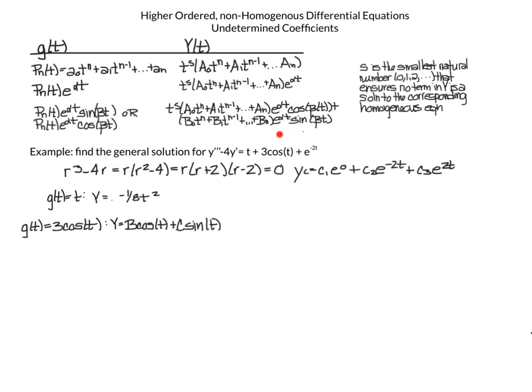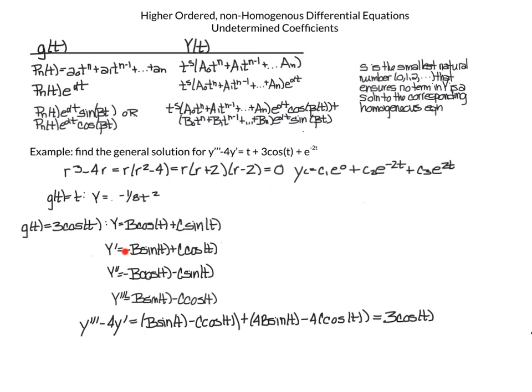Looking at the next term of g of t, which is 3 cosine of t, since we're in this form now, we have the 3, so we do have a constant, our polynomial is just a constant, and we have cosine of t. Since we have this form here, there's no e to the at, so we have our constant times cosine of t plus a constant times sine of t. So here is our form of our solution for g of t equals 3 cosine of t.